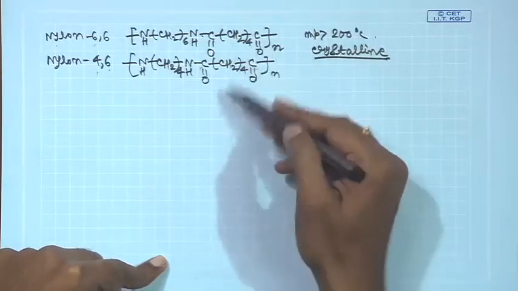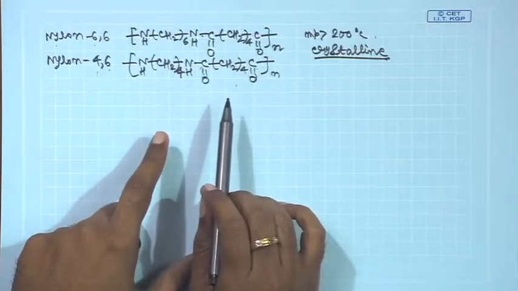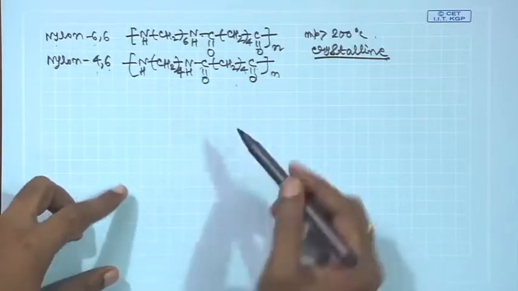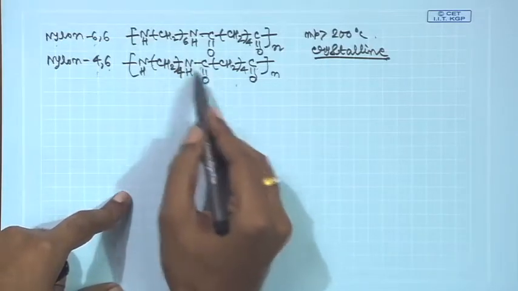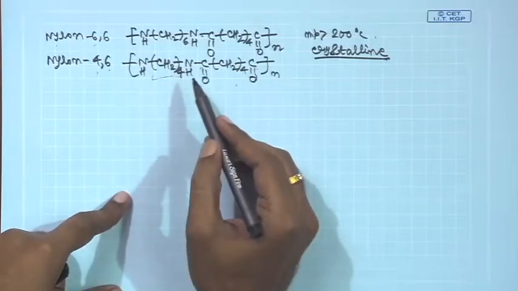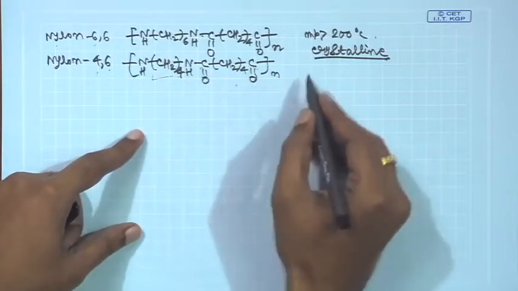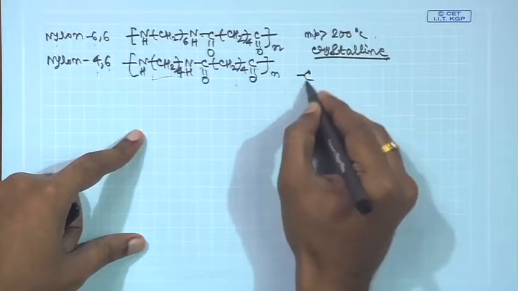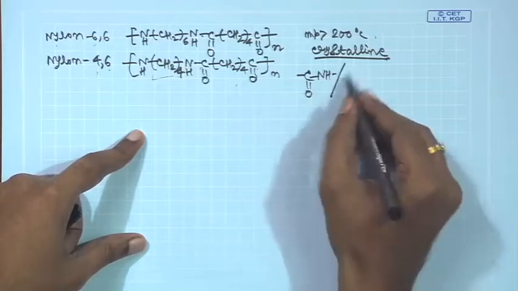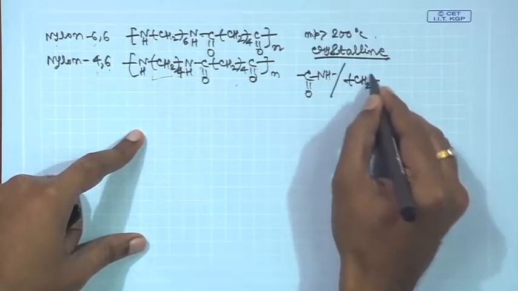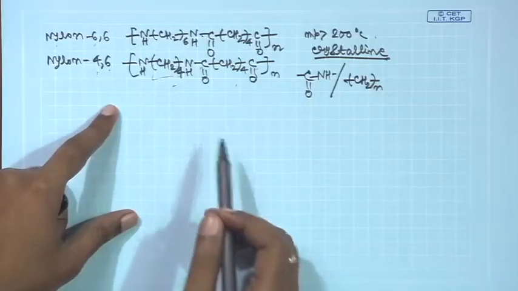Now, if you have to compare between these two molecules, say nylon 6,6 and nylon 4,6, one important difference between the two is that the ratio of the amide to methylene units is higher in nylon 4,6. Let me explain this a little more here. The ratio of your CONH, that is your amide unit, to your methylene units is higher in nylon 4,6.